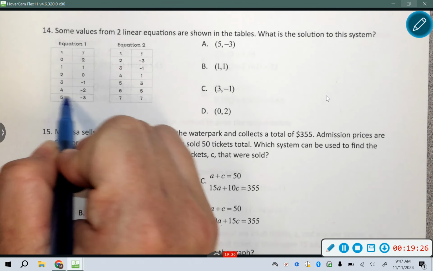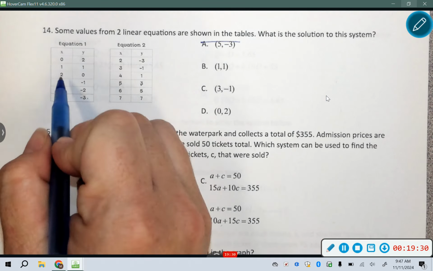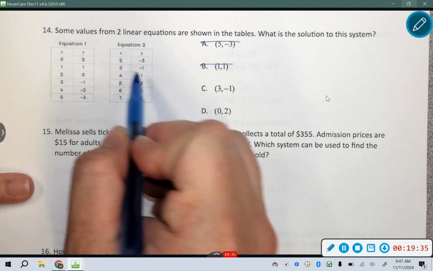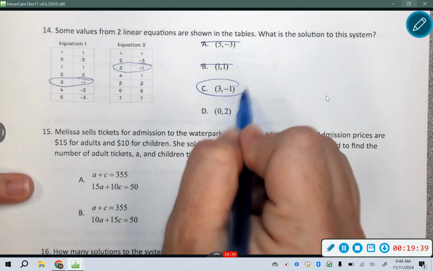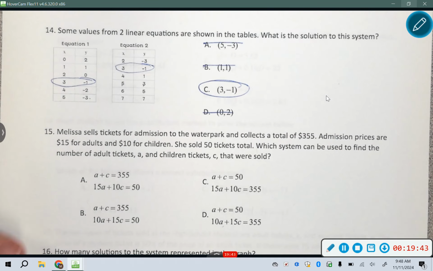So I have (5, -3), but this one does not have (5, -3). It has (5, 3). Here we have (1, 1). I don't even see that here, so that's not it. (3, -1), (3, -1). So look, they both have (3, -1). If I look at (0, 2), that one has it, but I don't see that here, so that's not my answer.